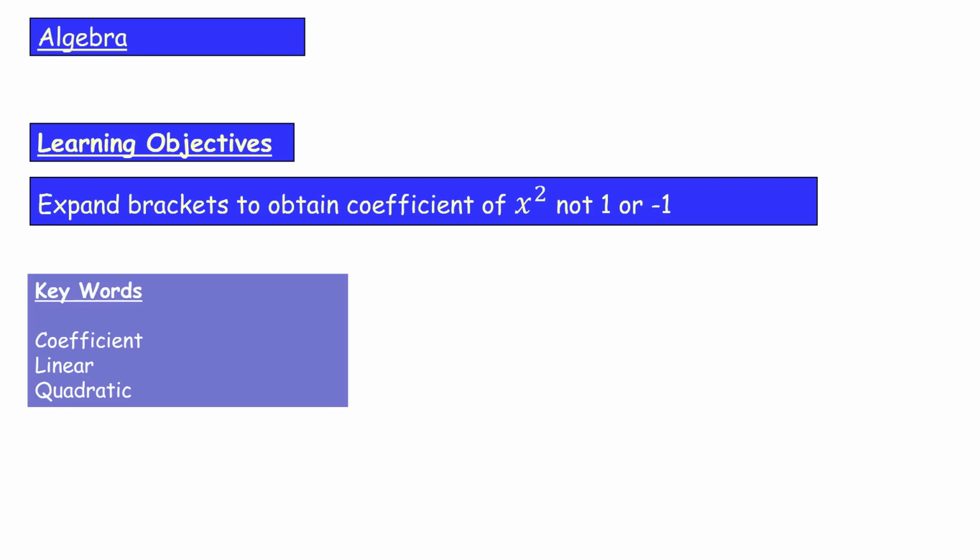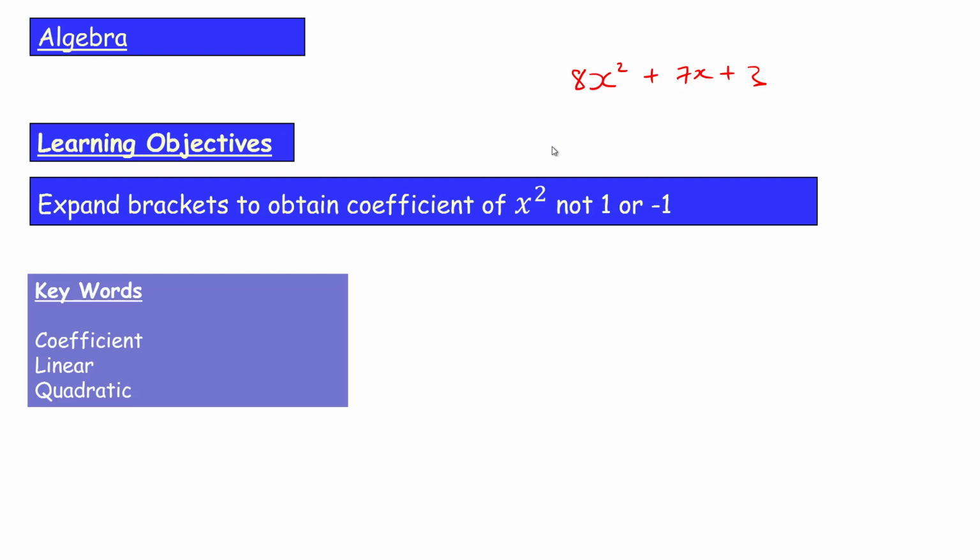Right, so quadratic expressions. So we're going to carry on expanding brackets to obtain quadratic expressions. In this case though, the coefficient that we get of x squared is not going to be 1 or minus 1. By that we mean when we expand, we often get an expression like this, x squared plus, say, 7x plus 3. In this case, when we expand our brackets, there's going to be a number in front of the x squared that's not 1 or minus 1. Okay, so it could be 8, it could be any number.